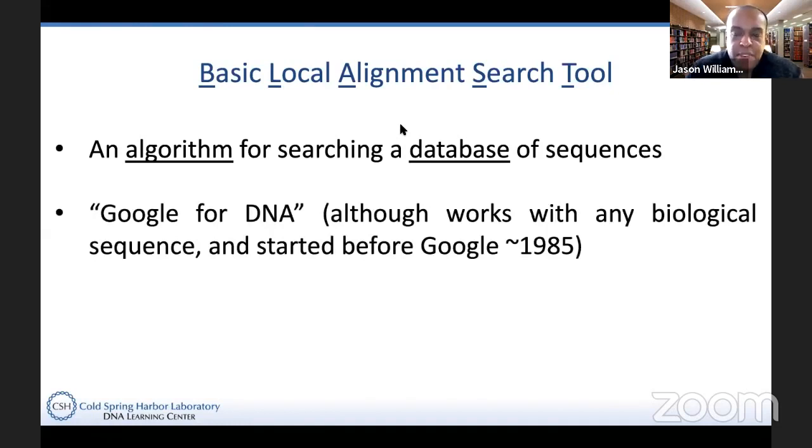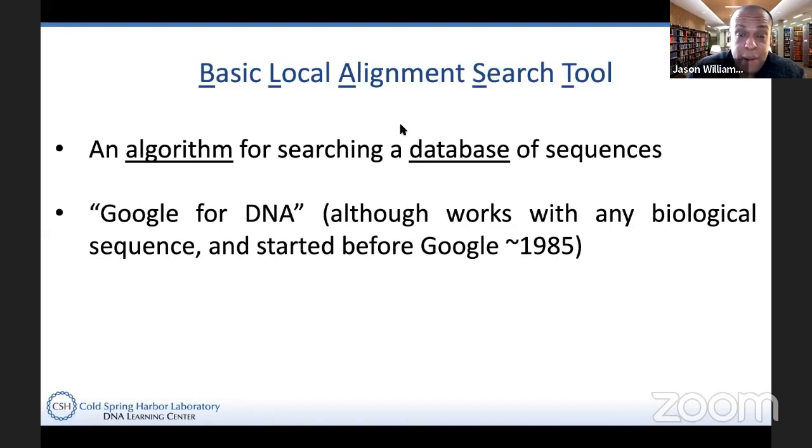Now, BLAST is sometimes called Google for DNA, and it's not a bad analogy. That's a nice way to think about it. Although it works with more than just DNA, you can work on any type of biological sequence, which usually means we're talking about RNA or proteins.